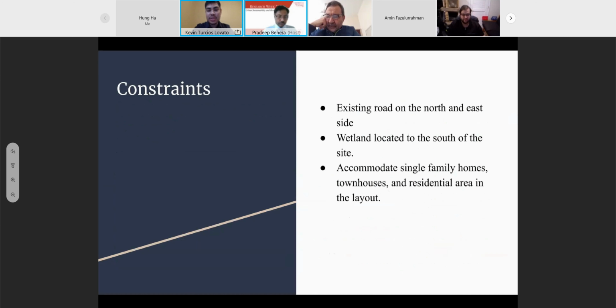The constraints of the project were that there was an existing road to the north and east side of the development, and a wetland located to the south of the development, which had the lowest elevation. Another constraint we had to follow was that we had to accommodate residential areas and commercial areas in our proposed development layout design, because that's what the client wanted.